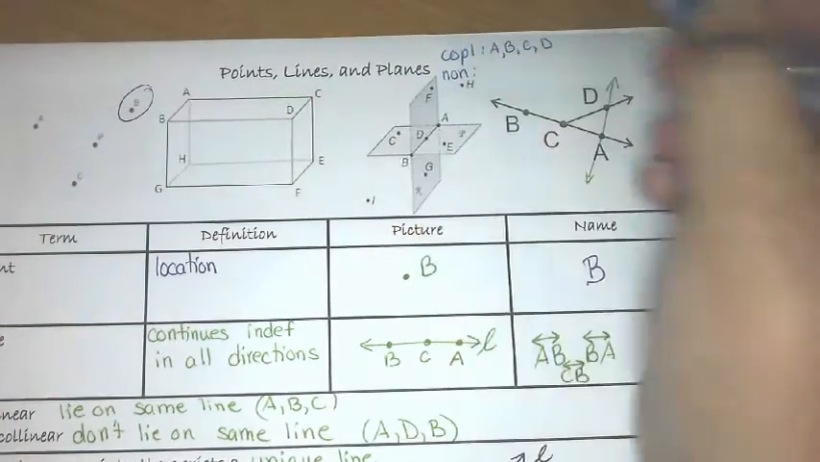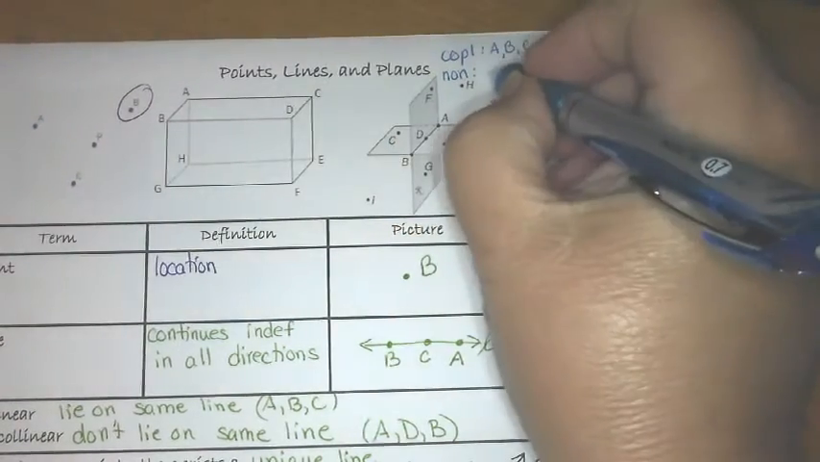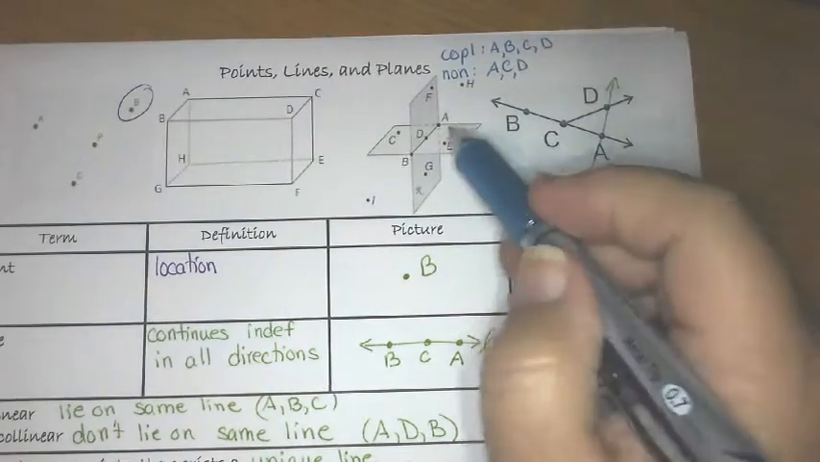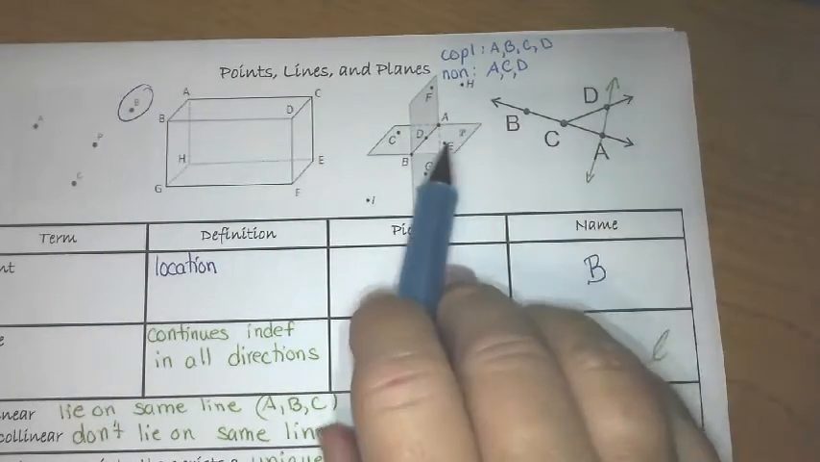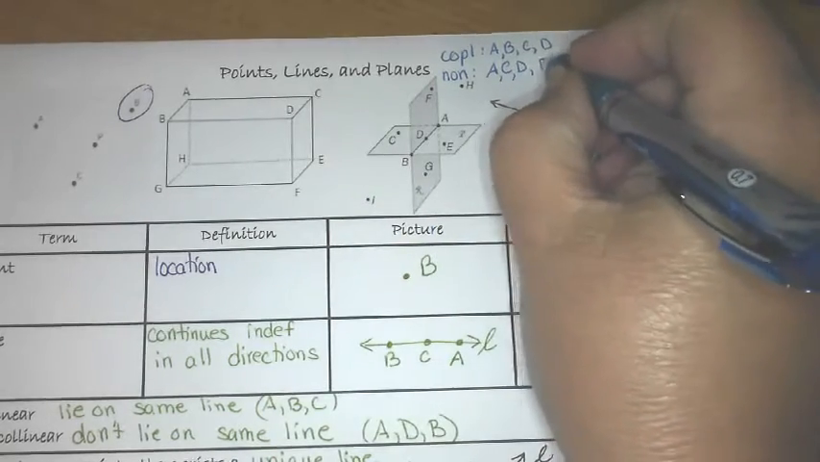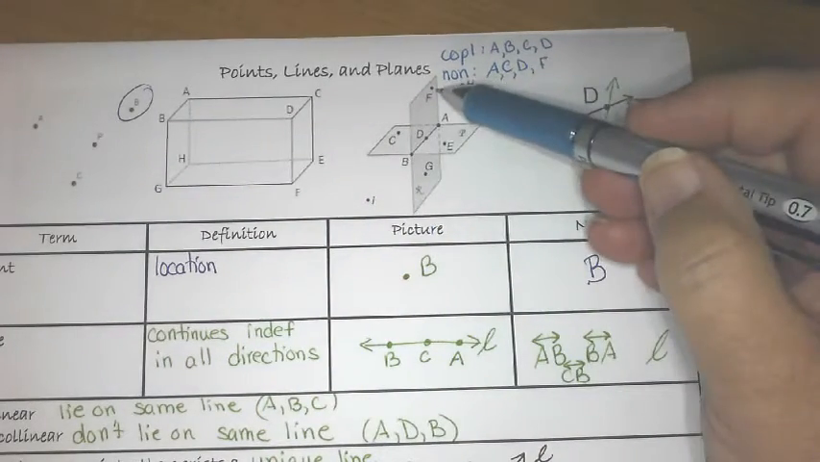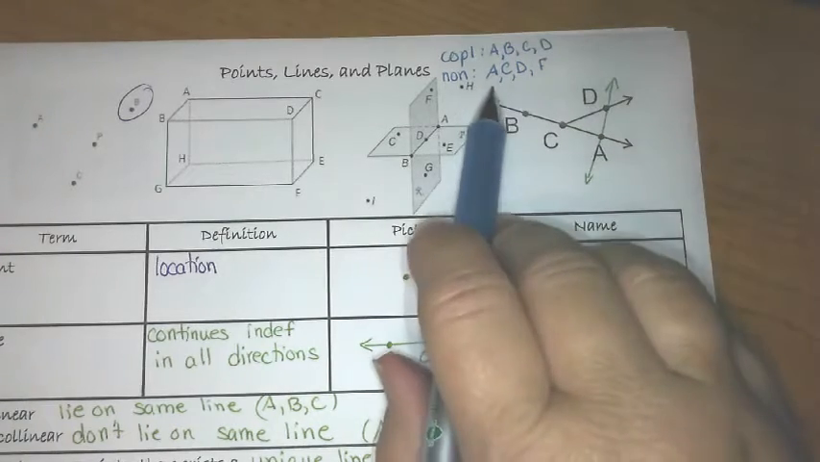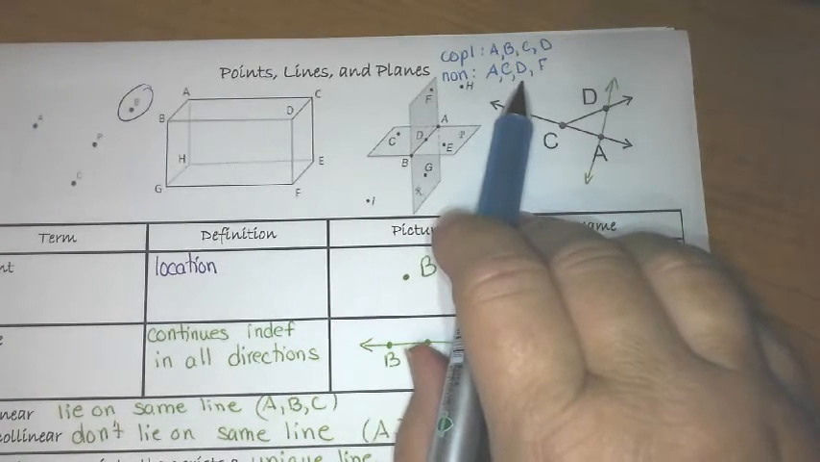Non-coplanar, I might name something like A, C, D. Notice, okay, A, C, and D. Those are all on plane P. And then the fourth one, I'm going to say F. Nowhere near being on plane P. So those 4 points are non-coplanar.